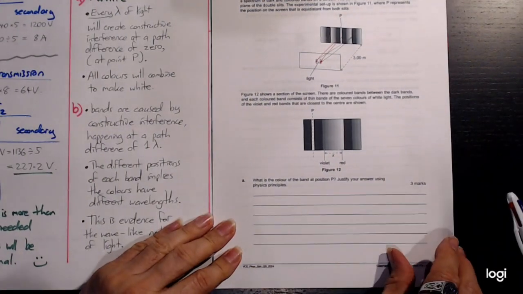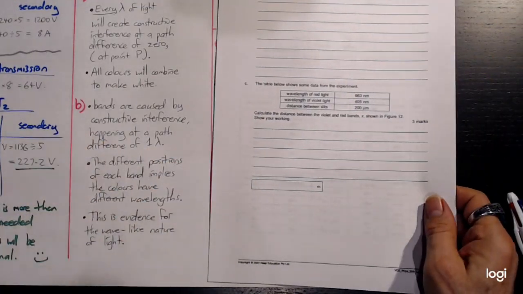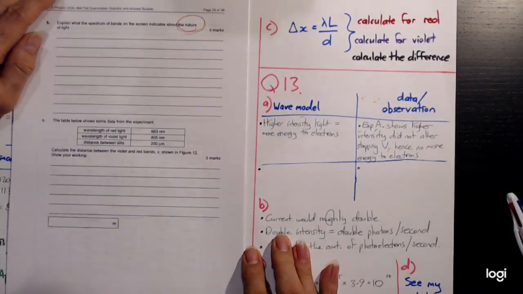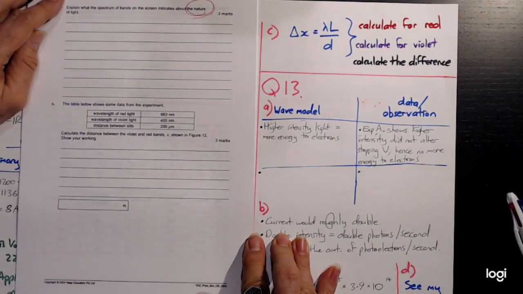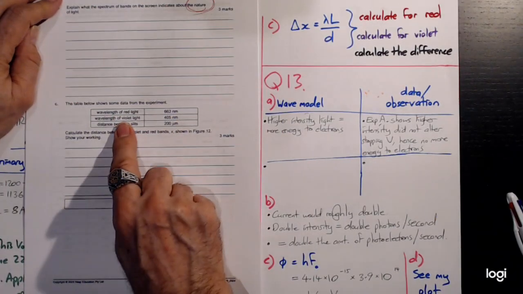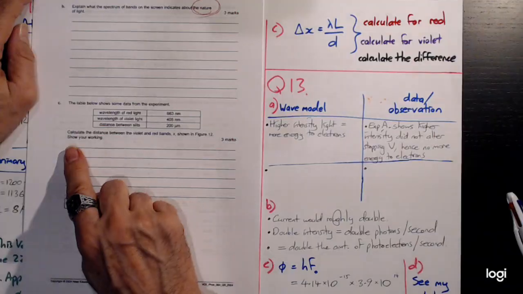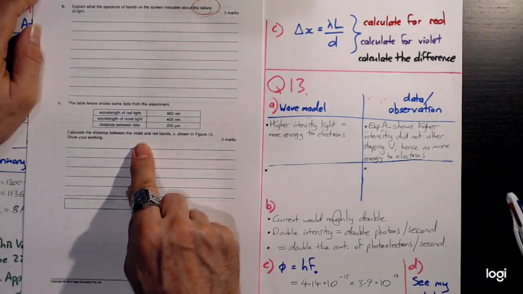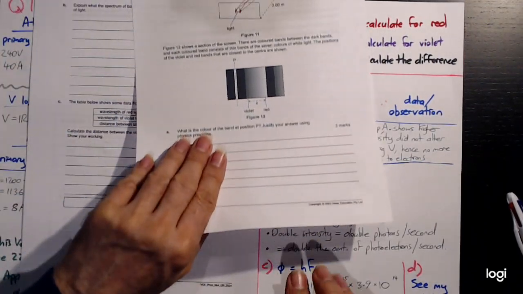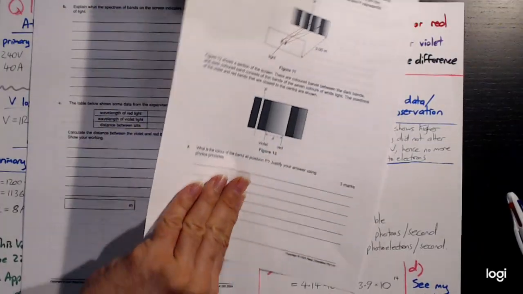Now, part C, I'll just cross this across here. It says the table below shows some data from the experiment: wavelength of red, wavelength of violet, distance between the slits. Calculate the distance between the violet band and the red band, X, shown in figure 12. So here's figure 12 again, that X. All right. Okay.